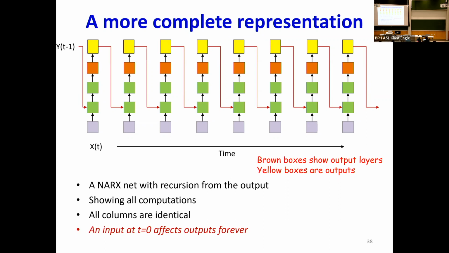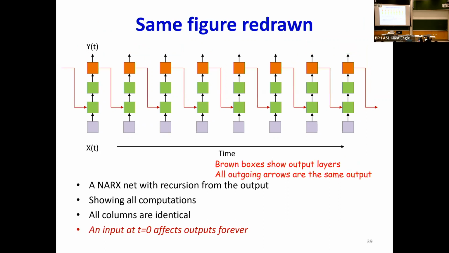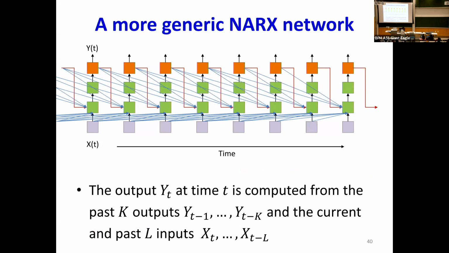This is an infinite response system. I'm going to rewrite it like this, so I don't explicitly show the output going back in, but whatever comes out of the output layer, shown in brown, is going back into the network. Now, I can have other kinds of connections.